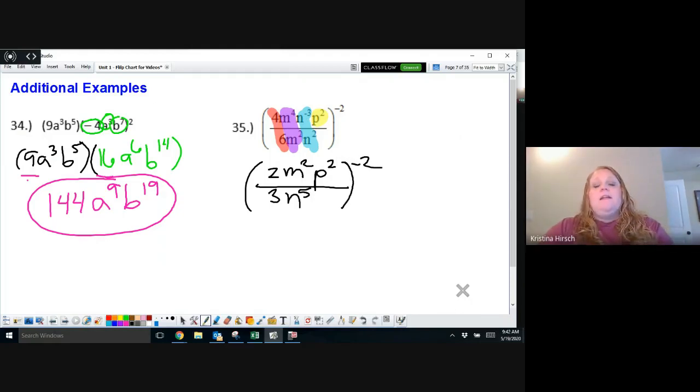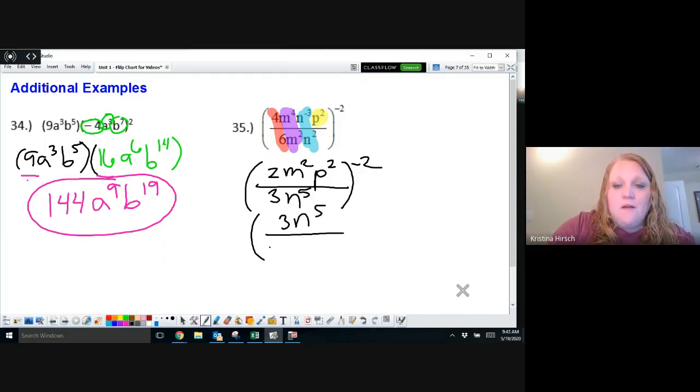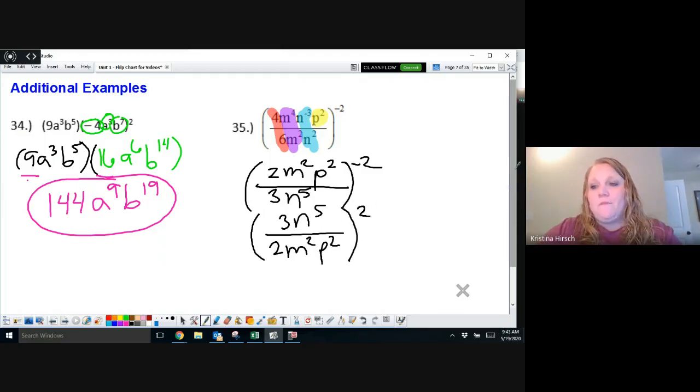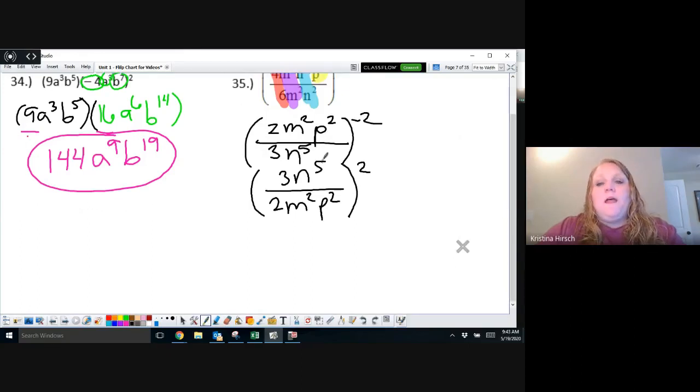At this point, we have a negative exponent. We can deal with the negative exponent, or we can distribute that negative. I prefer to go ahead and flip. So this all becomes flipped. 3n to the 5 moves up. 2m squared p squared moves down, and it's to the +2 power. So I literally just flipped and then made my exponent positive.